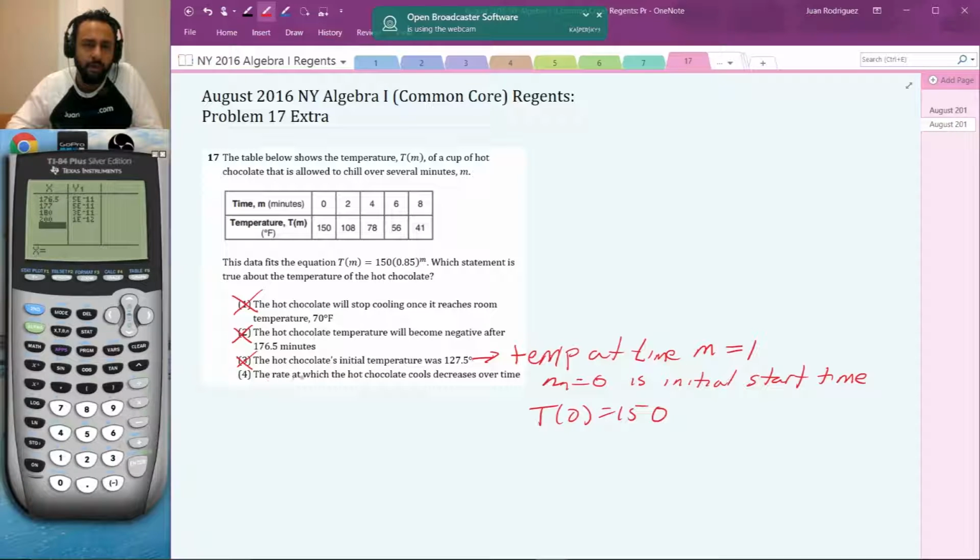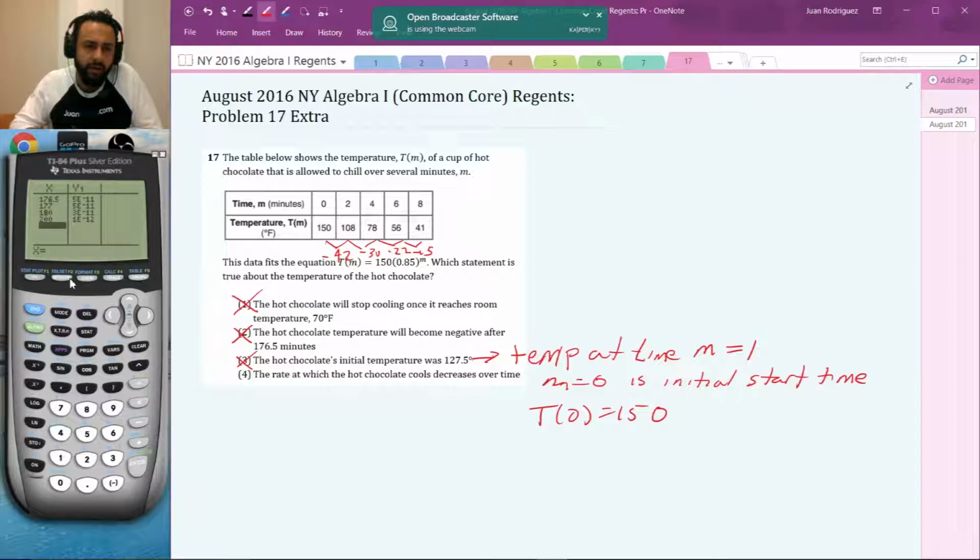So let's see number 4. The rate at which the hot chocolate cools decreases over time. 150 to 108 is a change of negative 42. From 108 to 78, that's a change of negative 30. So that's a smaller change. From 78 to 56, 78 to 58 is 20, so negative 20, and then 2 more is negative 22. From 56 to 41, that's a change of negative 15. Okay, so that's definitely a reducing rate of change.